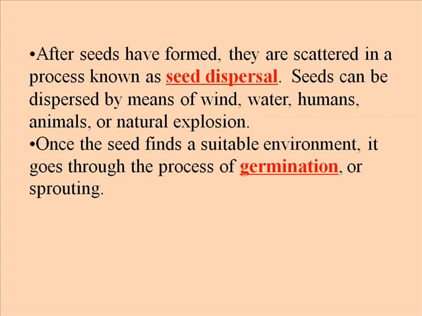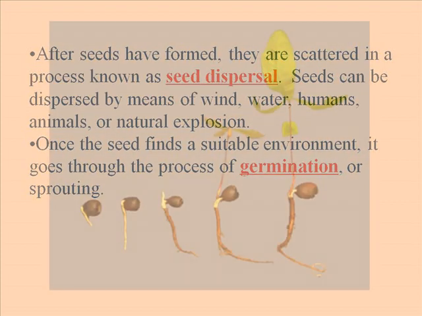Now, once the seed lands, if it's a place where it can get sunlight and water, and it can get everything it needs to grow, then it will germinate. Germinate is the sprouting of the plant. The seed will break open and the baby plant will start to grow.